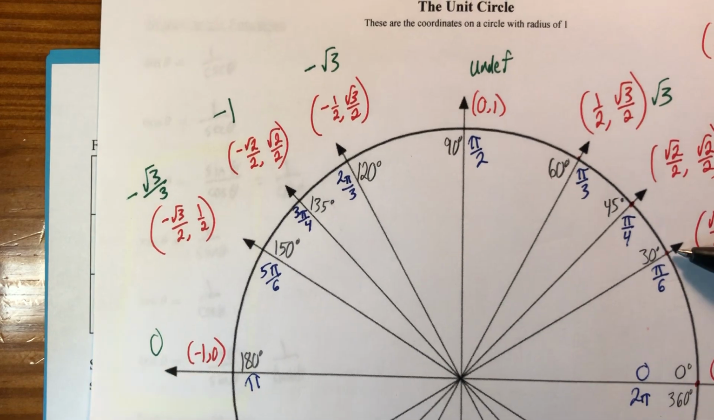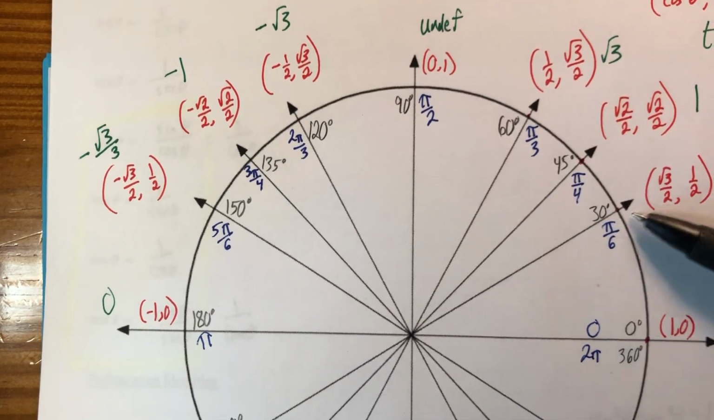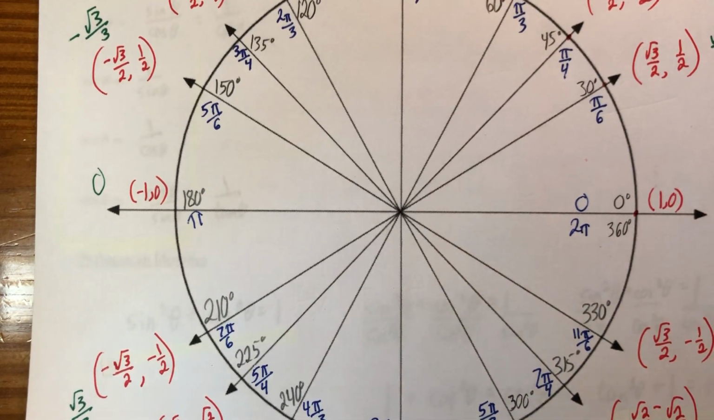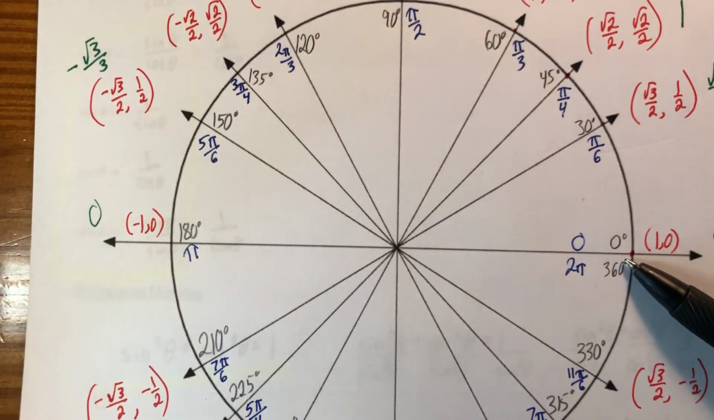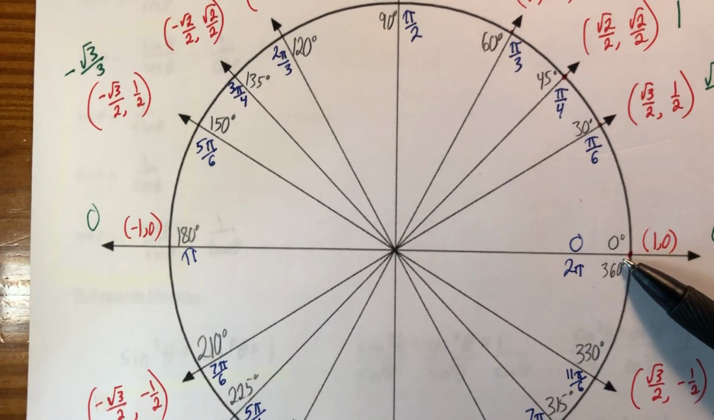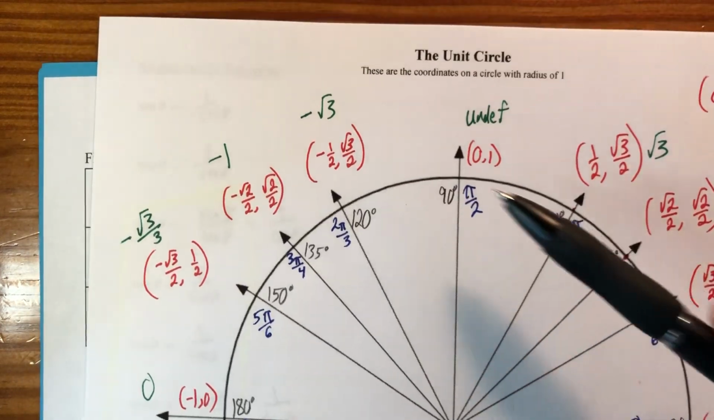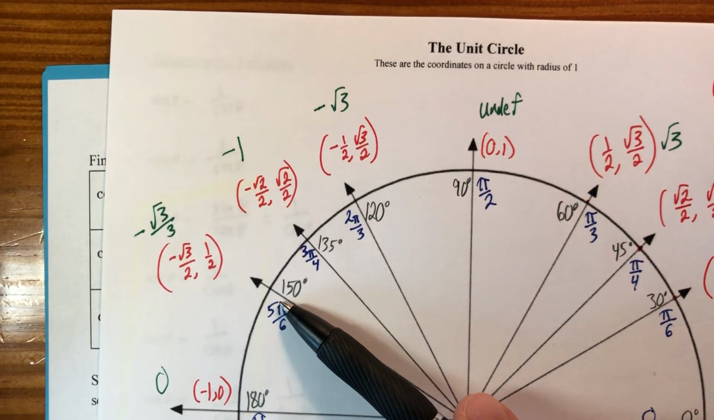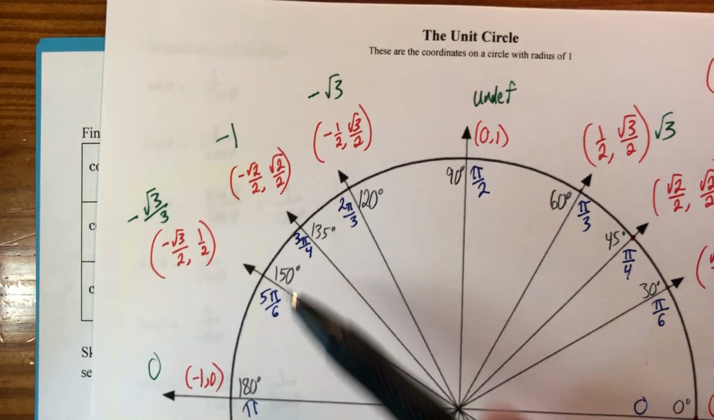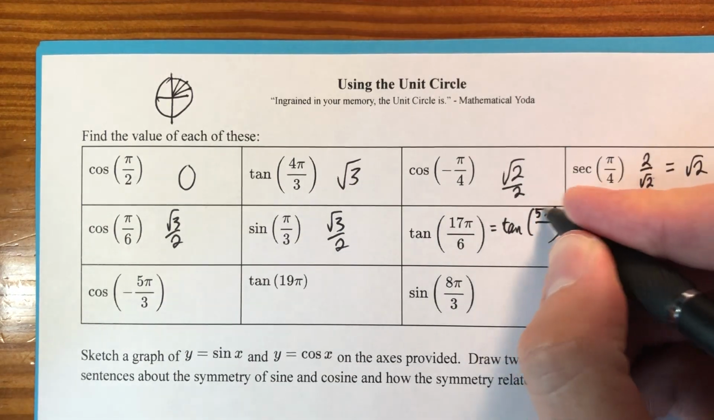So 1 over 6, 2, we're going to get to 17. 1, 2, 3, 4, 5, 6, 7, 8, 9, 10, 11, 12. 12 sixths is 2. 12, 13, 14, 15, 16, 17. It takes me to 5 pi over 6. I'm really dealing with 5 pi over 6.